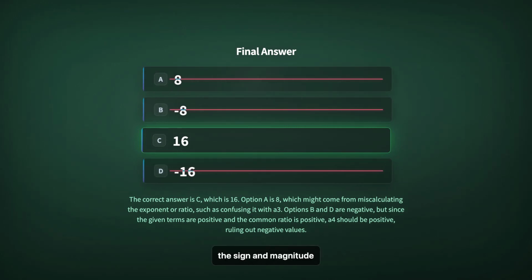Remember to always check the sign and magnitude when working with geometric sequences to avoid errors in multiple choice settings.